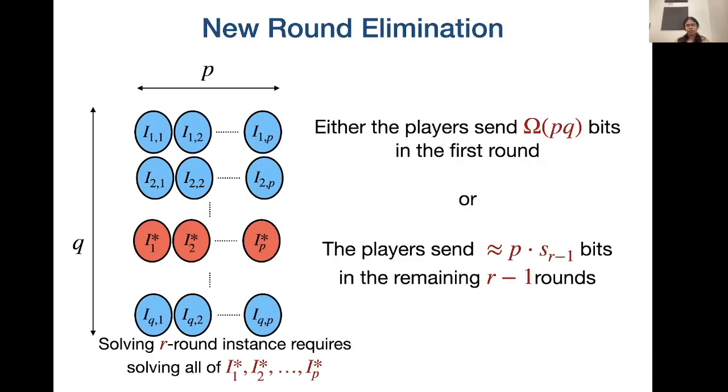Here, we showed that either the players send omega of pq bits in the first round, which means they have some non-trivial advantage to solve the p special instances, or the players must send approximately p times s_{r-1} bits in the remaining r minus 1 rounds when they don't have any advantage.